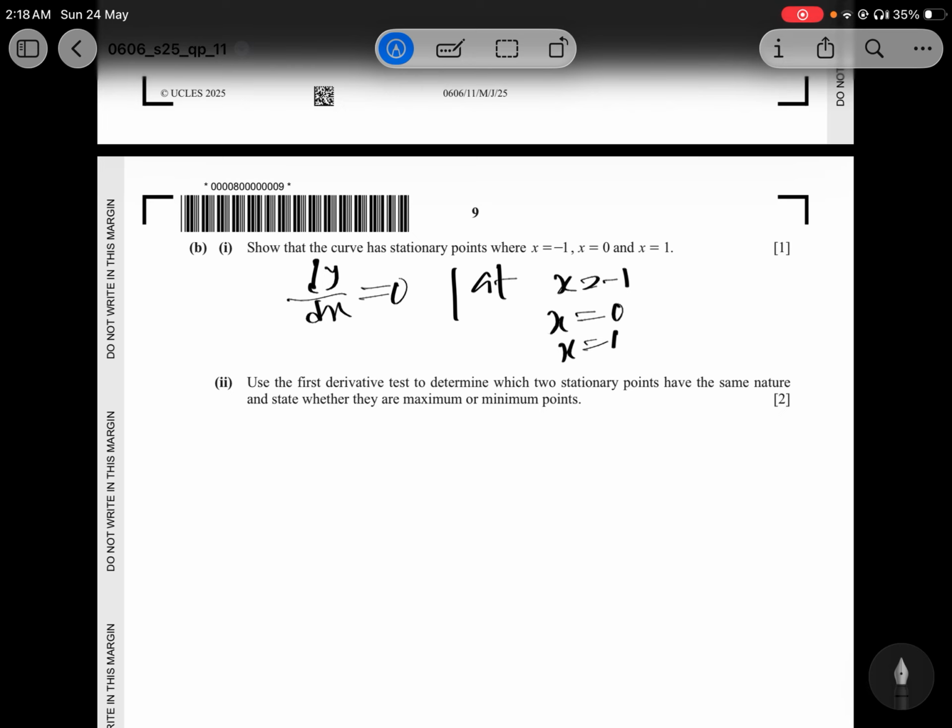Use the first derivative test to determine which stationary points have the same nature and the other has the other, and whether they are maximum or minimum. That's a very simple one.